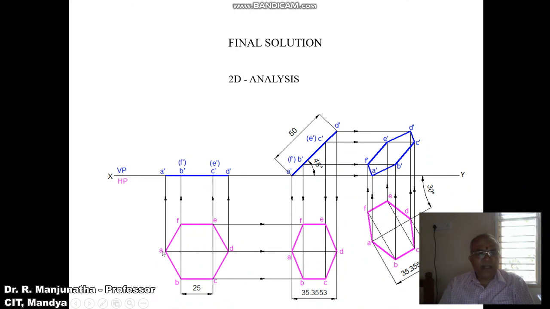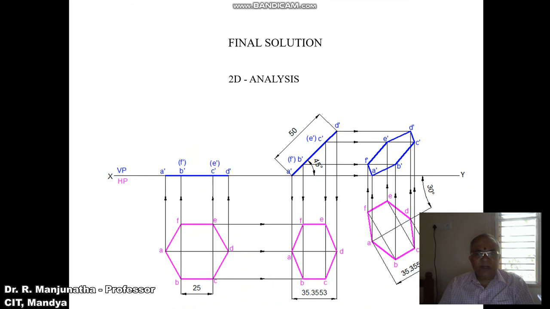Now with A as center, take the radius of 25, cut on the top side of the horizontal line and also on the bottom side on the circumference of the circle, so that you get these points, and you mark them as B and F. Then similarly, by taking the same radius of 25 with D as center, cut on the top side and similarly the bottom side on the circumference of the circle to mark these points as C and E. Then you join A to B, B to C, C to D, D to E, E to F and F to A with a dark line.